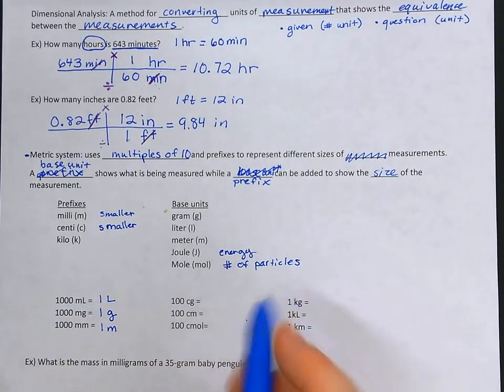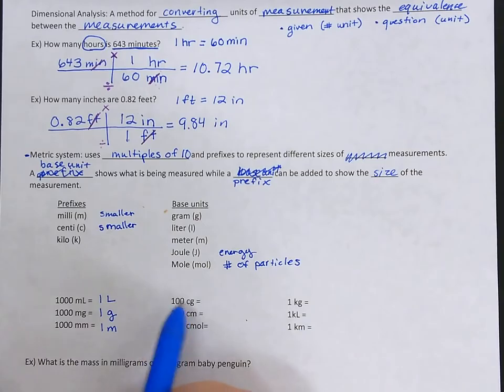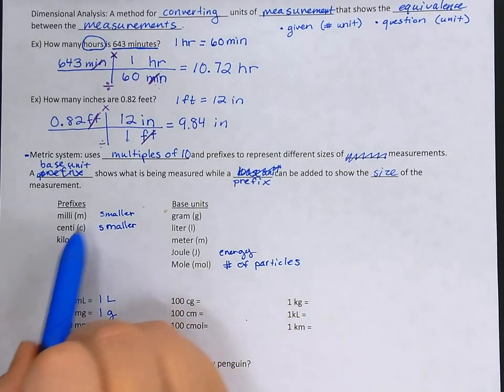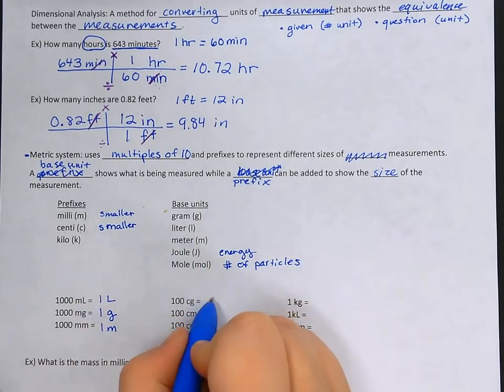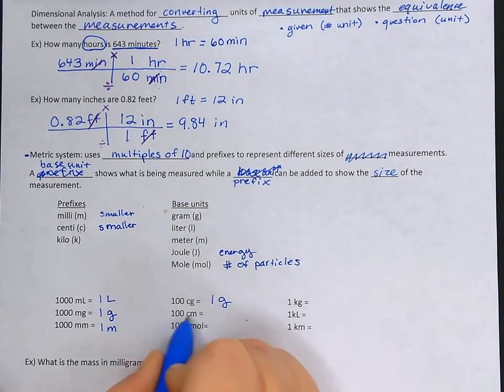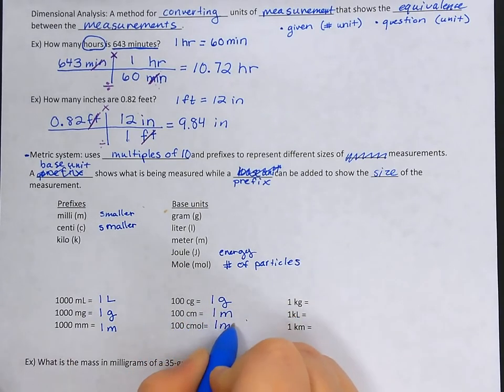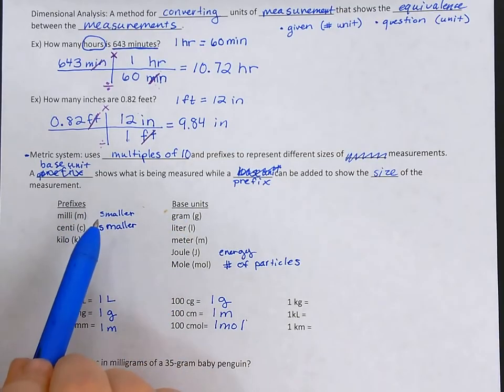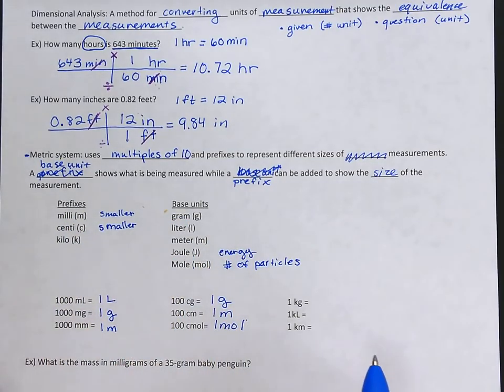Similar for centi. Centi means 100. If you have, like, there's 100 cents in a dollar, there's 100 years in a century, so that's where that comes from. So 100 centigrams, so I took that prefix and put it with grams, would equal 1 gram. 100 centimeters would equal 1 meter. 100 centimoles would equal 1 mole. Now I've only listed 3 examples of each, but you can make 5 different pairs for each prefix there with these base units.